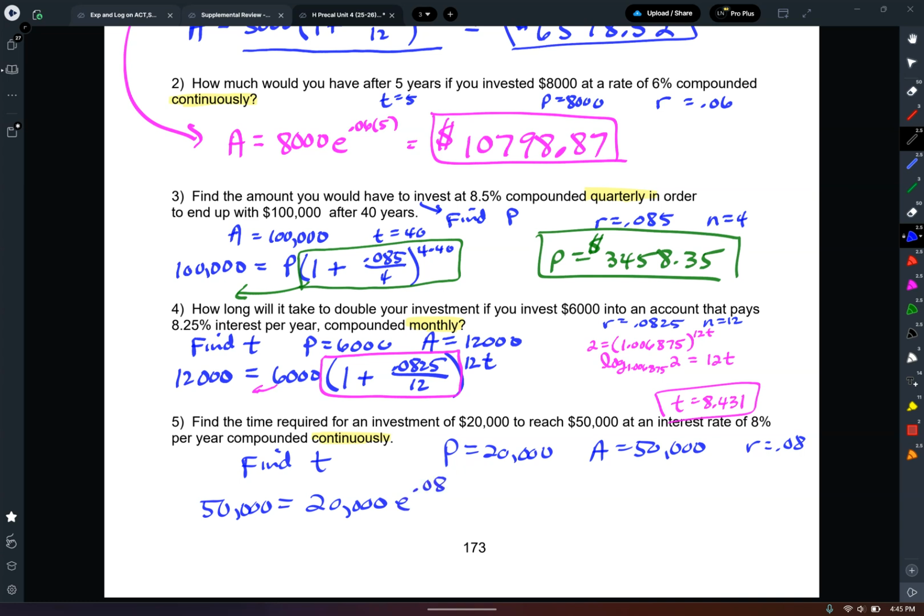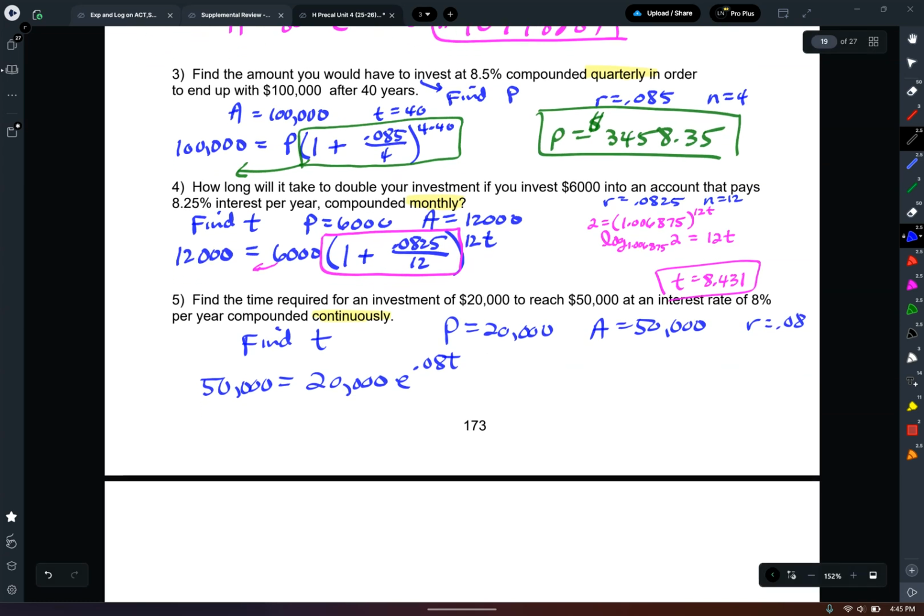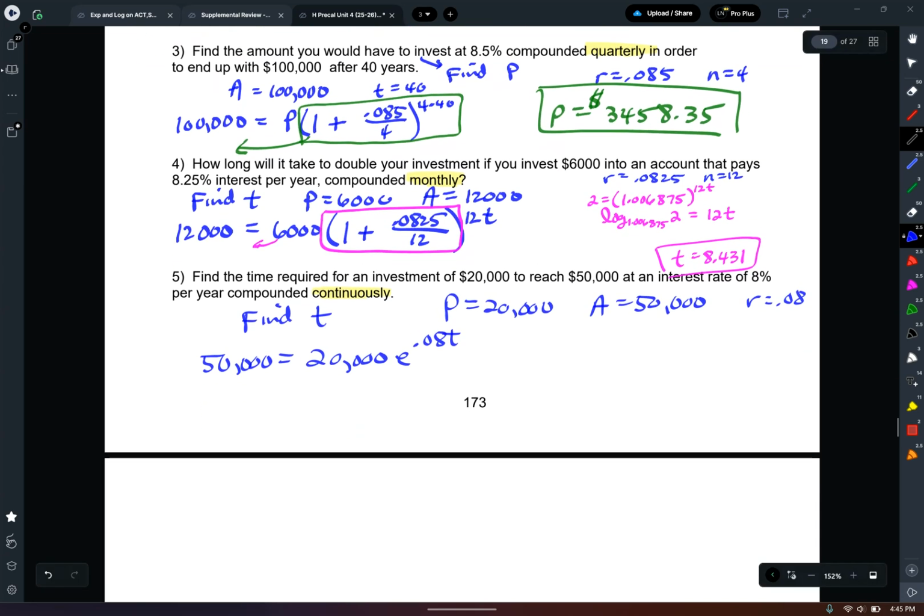Okay, and so in order to solve, remember, it's an exponential equation, so eventually I'm going to change it to log, but first I need to get this exponential part by itself. So I'll divide by 20,000, and if I do 50,000 divided by 20,000, let's see, that's going to be 5 halves. So basically it's going to come out to be 2.5 equals e to the 0.08t.